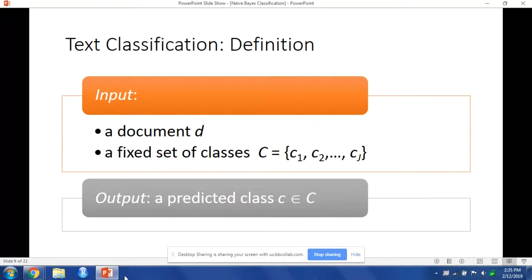In an example of text classification, which is in natural language processing, we have our input, which is a document, and a fixed set of classes, and our output is a classified predicted case.